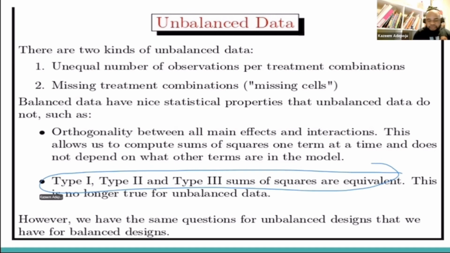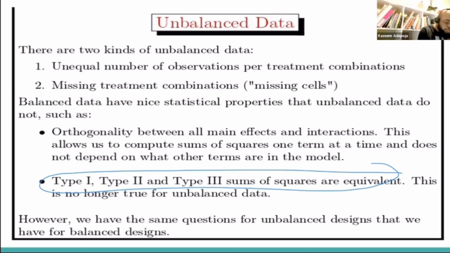Now, let me tell you this. The idea behind analysis of variance is to split the sources of variation into various components. And the only way you can do that is to use a technique of ANOVA that we call sum of squares. For balanced data, I'm presenting to you today that we have a type 1, a type 2, and a type 3 sum of squares. In a situation where your data is balanced, the type 1 sum of squares will be the same as type 2 sum of squares, which will be the same as type 3 sum of squares.